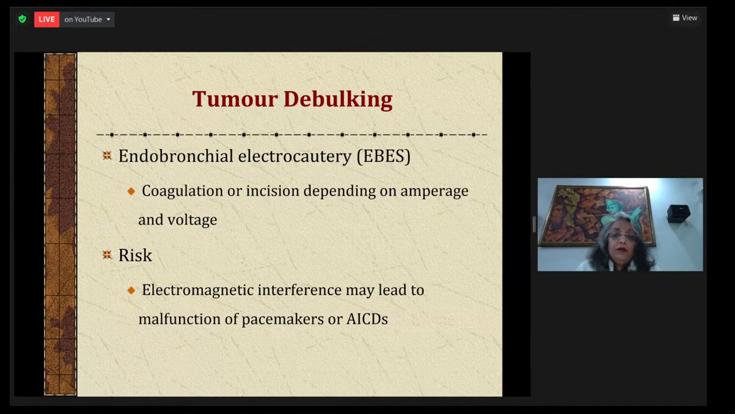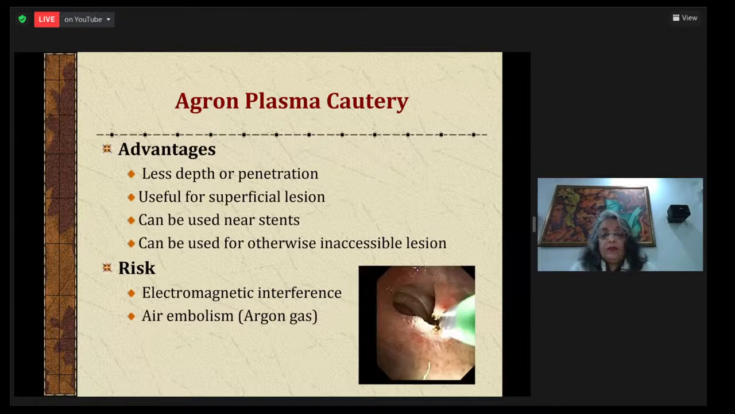Argon plasma cautery has less depth of penetration, and it is useful for superficial lesions, like when there is a granulation. The advantage is that it can be used near stents, and it can be used for lesions which are a bit far off. The risks are the same, like electromagnetic interference and air embolism. It is again done using the flexible bronchoscope, passing through the iGel, and TIVA.